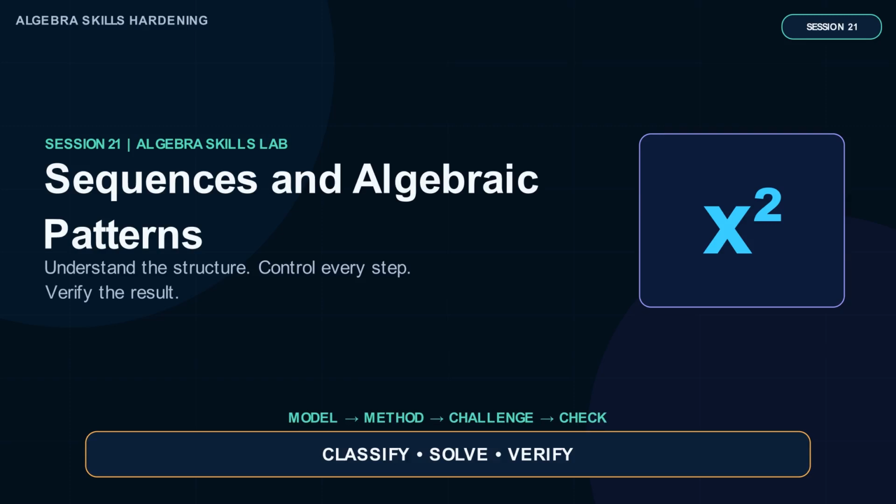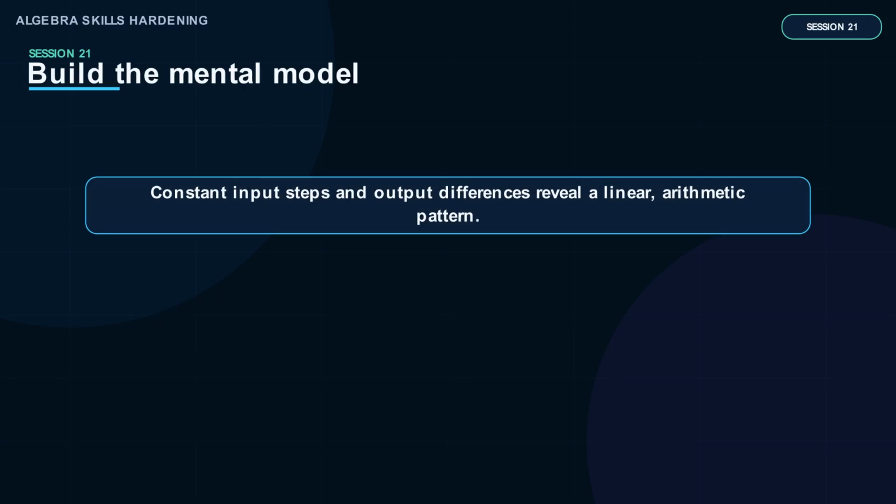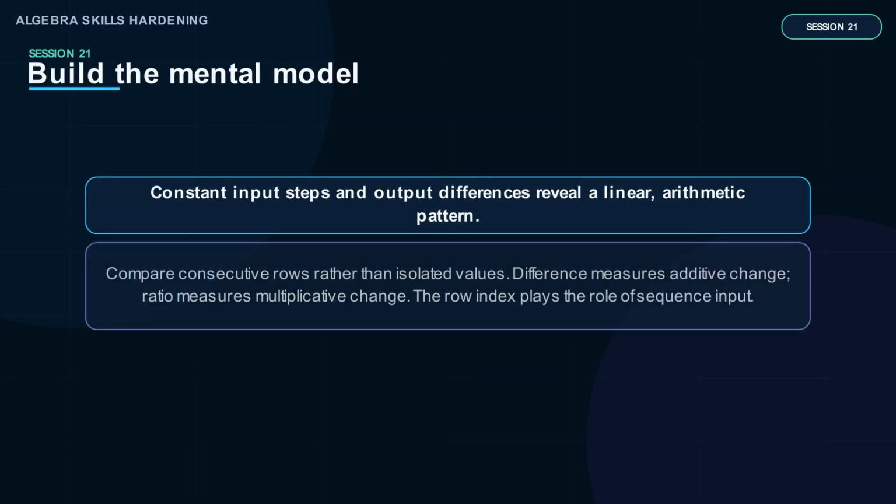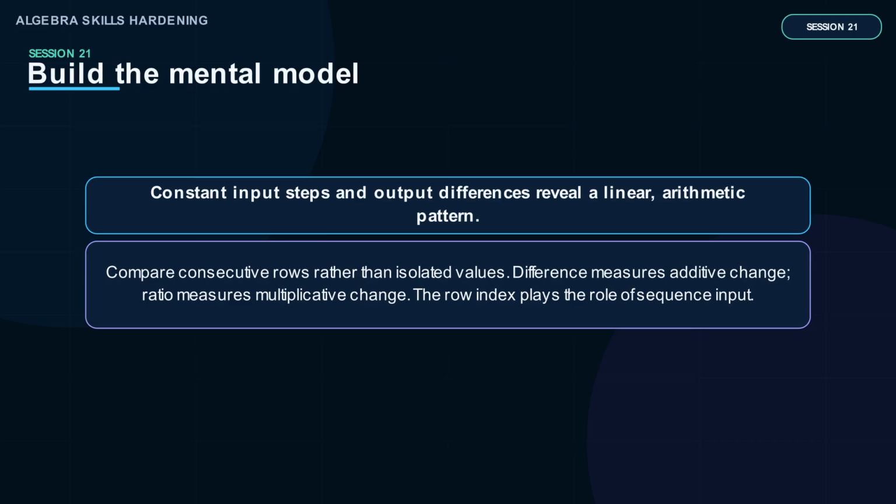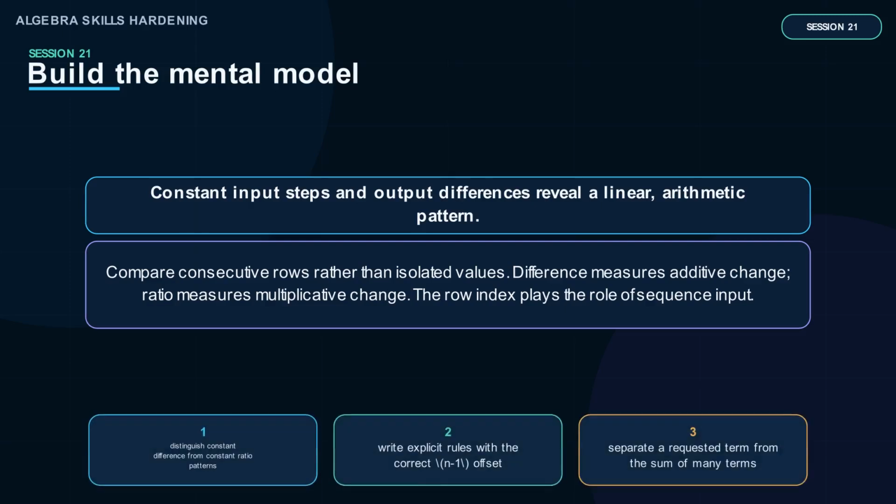Keep a pencil ready. We will build a visual model, use a repeatable process, solve a demanding example, diagnose an error, and finish with a checkpoint. Start with this picture. Constant input steps and output differences reveal a linear arithmetic pattern. Compare consecutive rows rather than isolated values. Difference measures additive change. Ratio measures multiplicative change. The row index plays the role of sequence input. The key distinction is this: distinguish constant difference from constant ratio patterns.